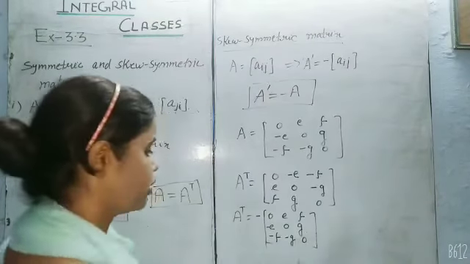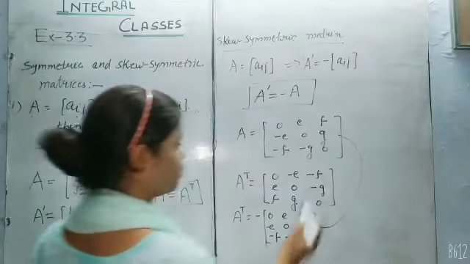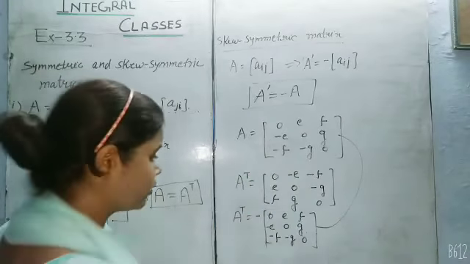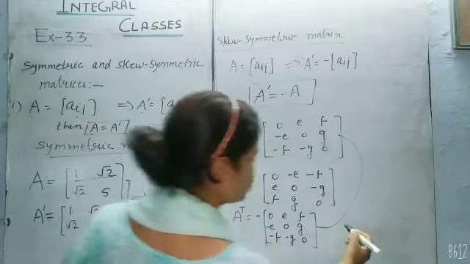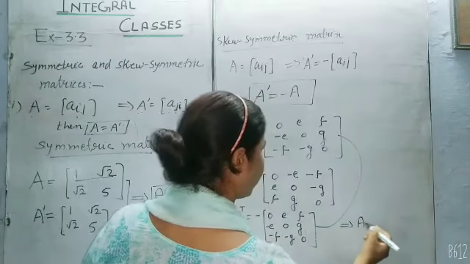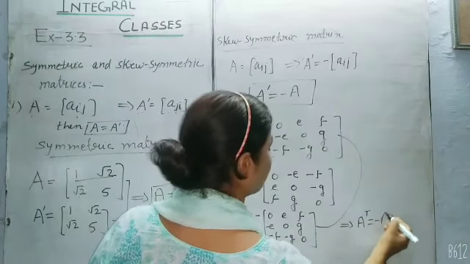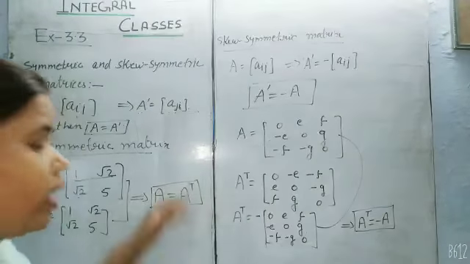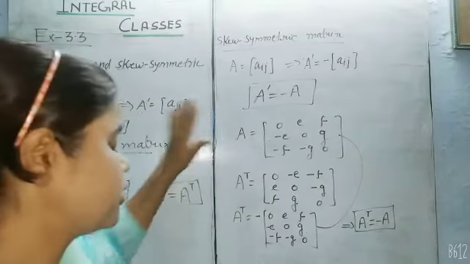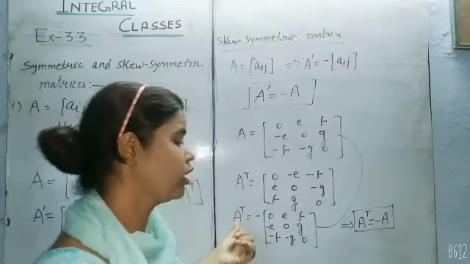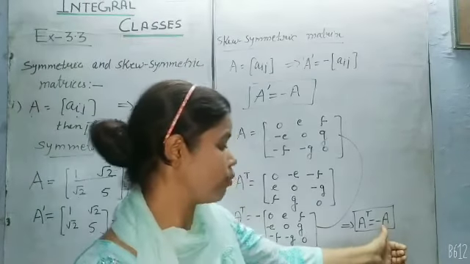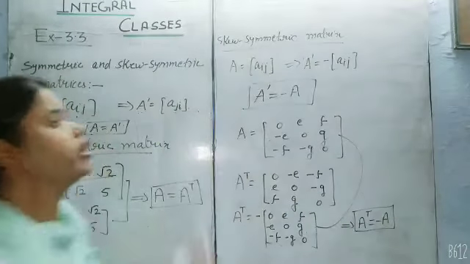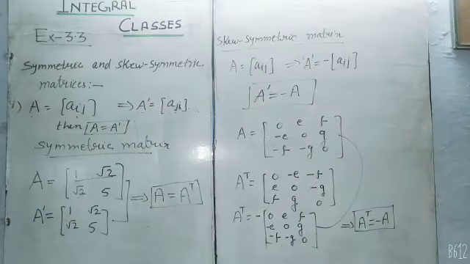So student, if we compare these two matrices, what do we observe here? These are equal. So here we get A transpose equals minus A. So student, if we are given a square matrix, and we take its transpose and the transpose equals minus A, then this type of matrix is called a skew symmetric matrix.